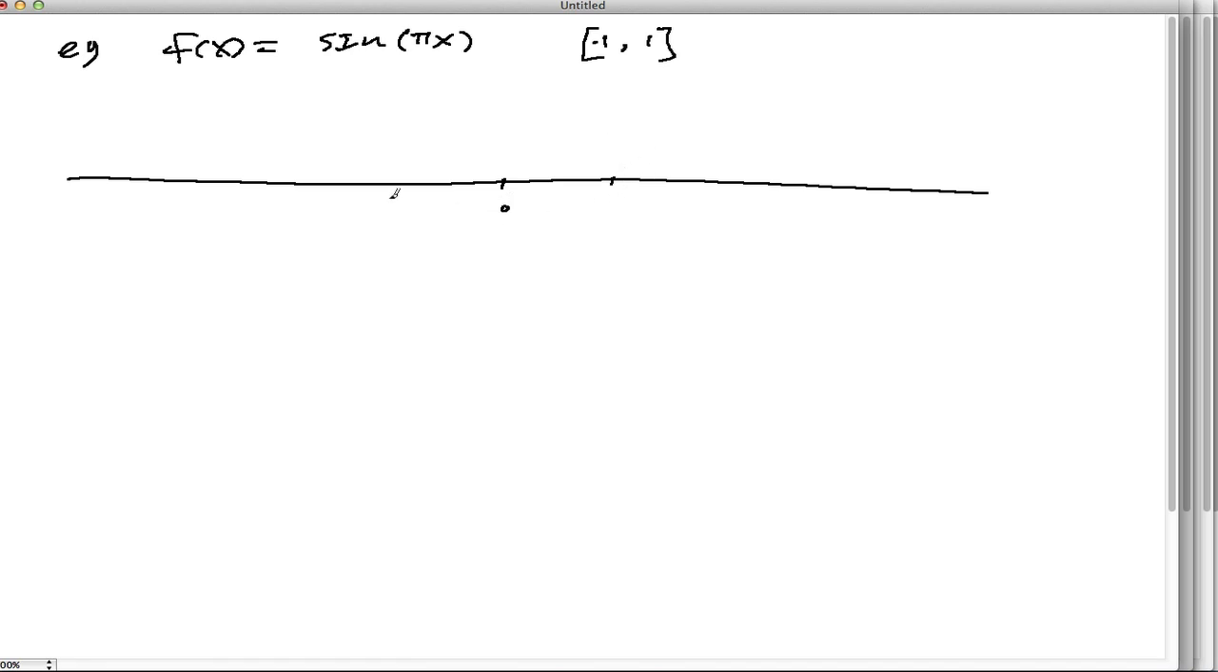So for instance, I'm going to talk about f of x equals sine, sorry, we'll go with sine of pi x, and we're going to take it over the interval from -1 to 1. Okay, so I'll draw out this function. There's 0. We're going to 1 and -1. So what does this function look like? It's going to go like this. So of course that's just going to create a sine wave, like so.